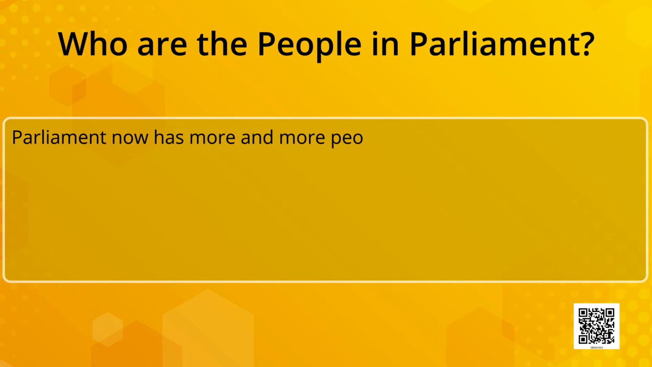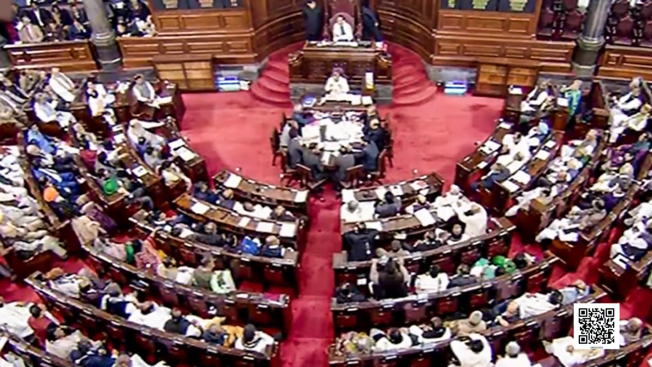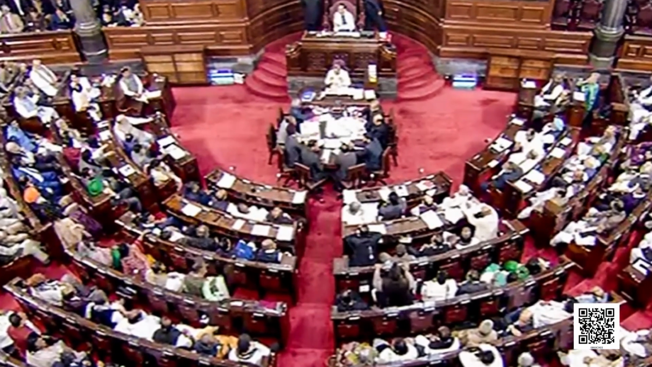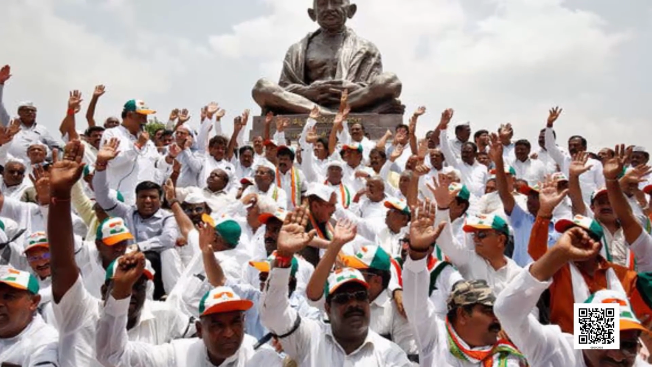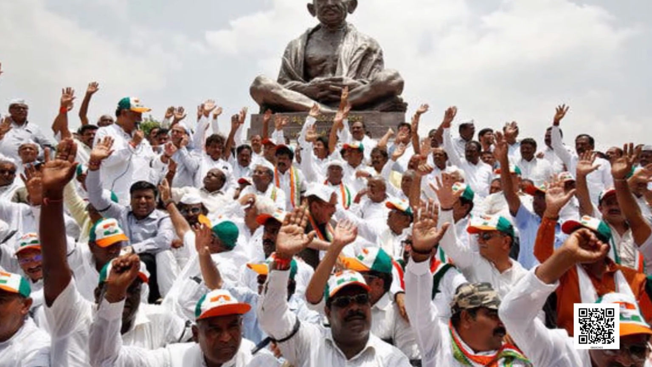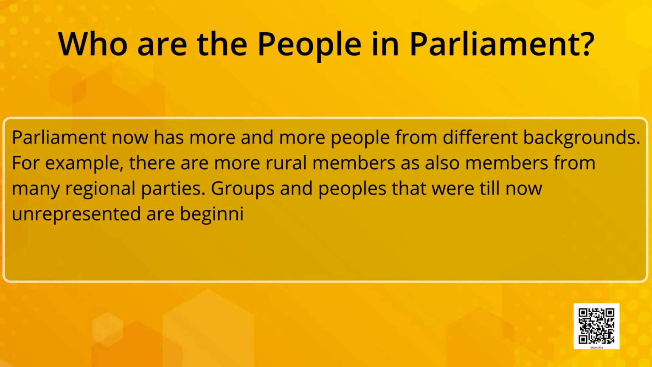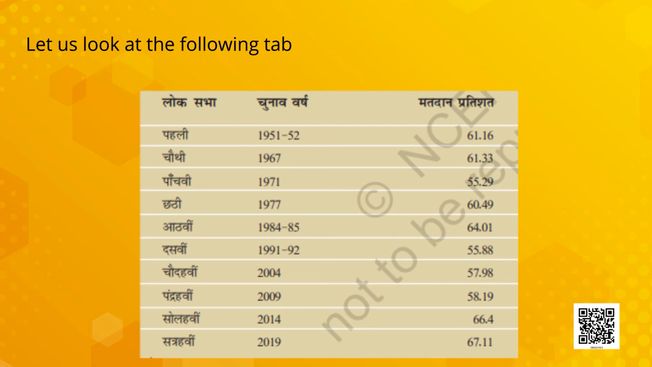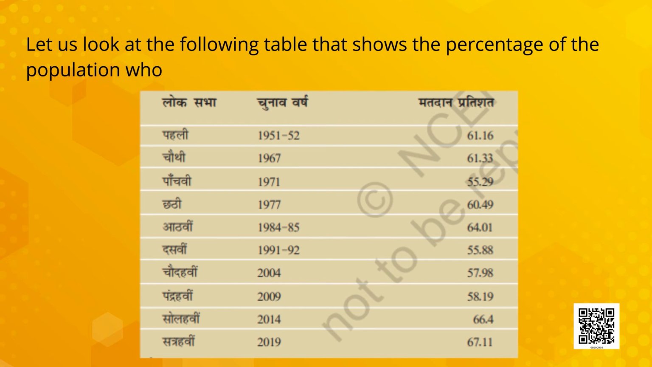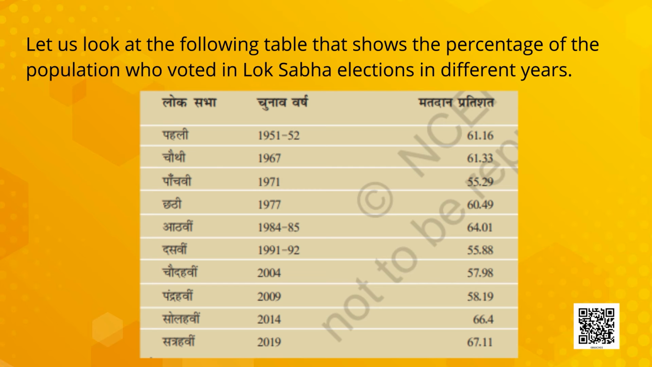Parliament now has more and more people from different backgrounds. For example, there are more rural members as also members from many regional parties, groups and peoples that were till now unrepresented are beginning to get elected to Parliament. There has also been an increase in political participation from the Dalit and backward classes. Let us look at the following table, which shows the percentage of the population who voted in Lok Sabha elections in different years.